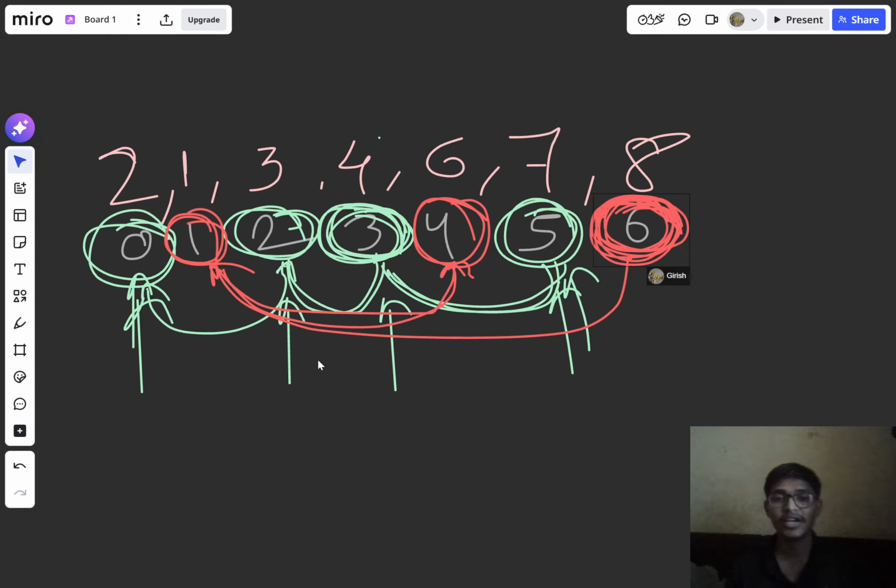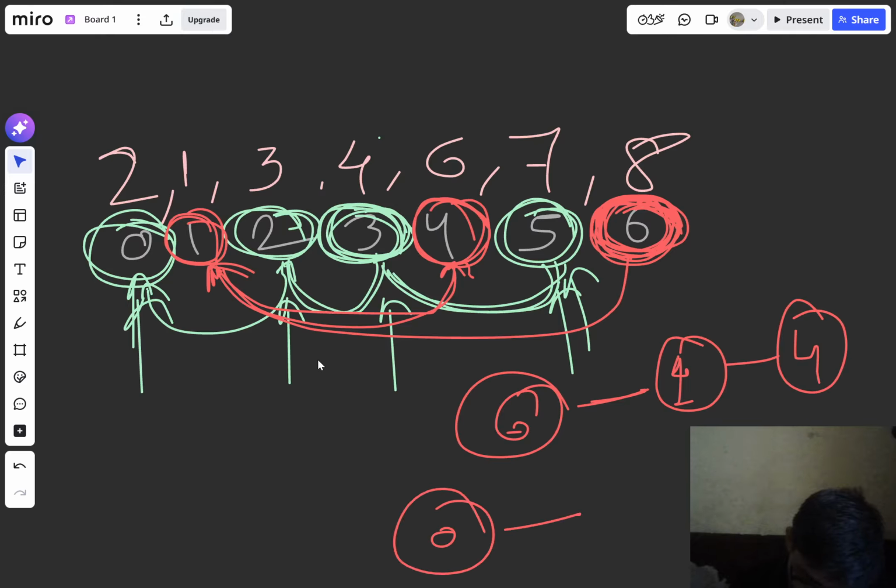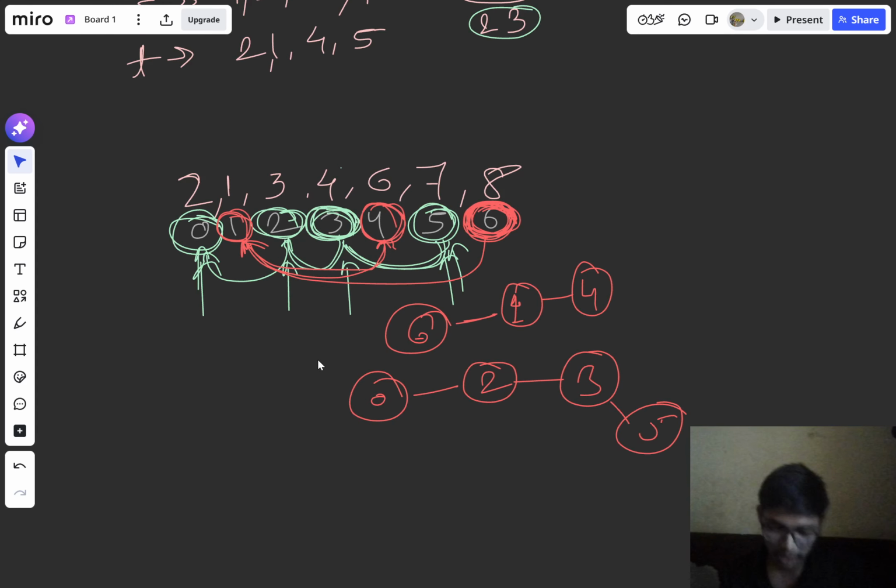So what you can conclude is that the indices which are linked, like in a graph-like situation, can be moved to any of the positions to which they are linked. So 6 is linked with 1 and 1 is linked with 4, and another graph we can make is 0 linked with 2, 2 linked with 3, and 3 linked with the 5th index. So these are the two graphs we can make.